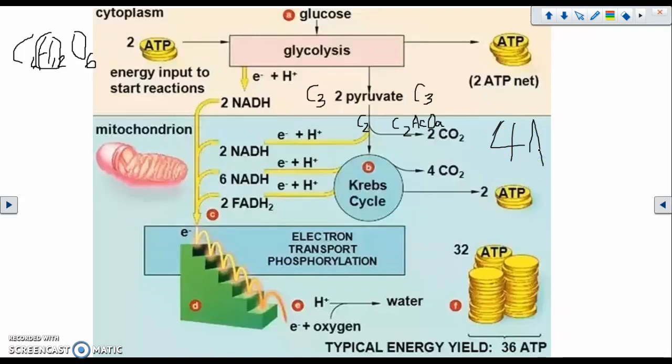The bulk of your ATP gets created, folks, in the electron transport chain, or electron transport phosphorylation, which happens inside the mitochondria. So everything in blue is in the mitochondria, and everything in blue requires oxygen. So this is aerobic.